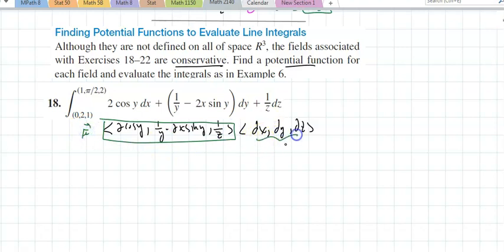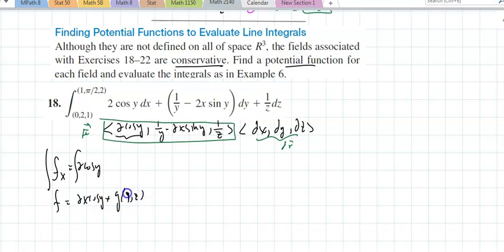And that's, of course, dr. So, for now, I need to find my function f of x, y, z, right? So, I'm going to say the partial of my function with respect to x is twice cosine of y. Integrate, f is going to equal 2x cosine of y plus a function of y and z. And no, this doesn't get old, and I'm not going to stop saying that.